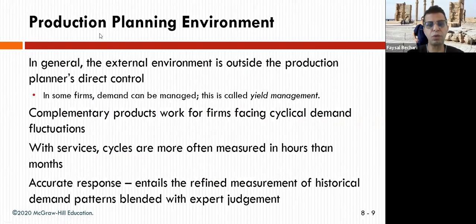Now, when it comes to the production planning environment in general, the external environment is outside what the production and the plants directly control. They're not controlling it. It's external. We have controllable and uncontrollable. In some firms, demand can be managed, and this is called yield management. So if I'm controlling the demand, that's our best situation, which is called yield management. Complementary products work for firms facing cyclical demand functions. And service cycles are more often measured in hours than months. So if you notice a peak at 12 o'clock until 2 and then it goes down, this is measured in hours when it comes to a service, because it's a perishable good.